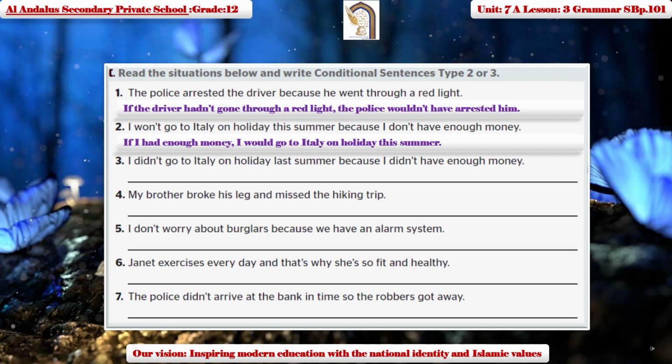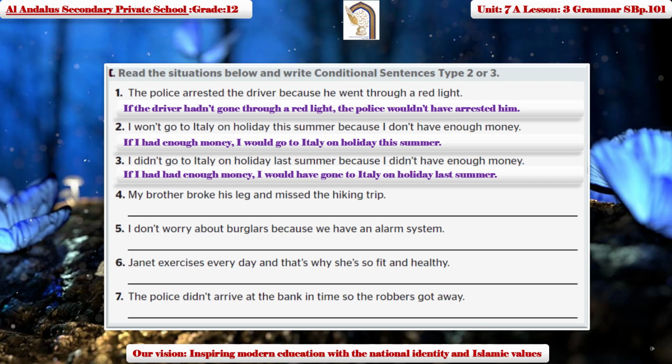Sentence 3. I didn't go to Italy on holiday last summer because I didn't have enough money. The difference here is clear. In sentence 3, the speaker is talking about the past. So the model answer is very good. If I had had enough money, I would have gone to Italy on holiday last summer.